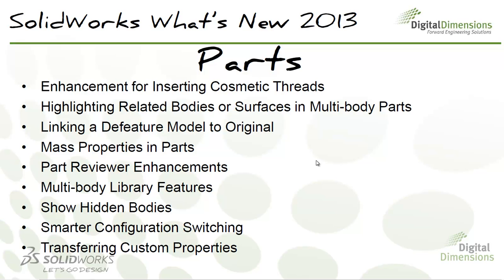Next I'm going to be going over how you can link a defeatured model back to the original fully featured model. Next I'm going to be going over how you can now in mass properties override the moment of inertia and also show you the center of mass view and the center of mass reference point. Next I'm going to be going over some of the enhancements in the part reviewer. Then I'm going to be going over the ability to create a multi-body library feature.